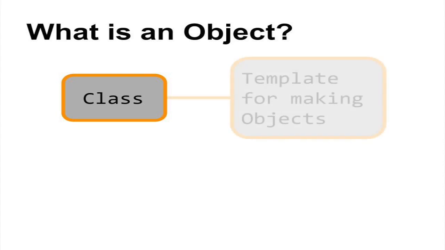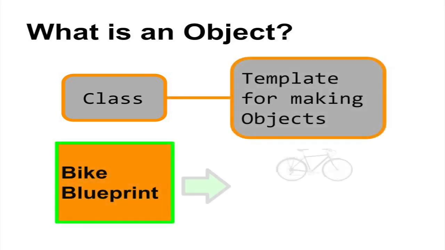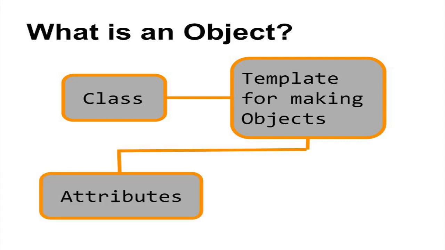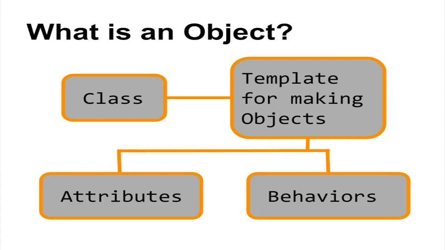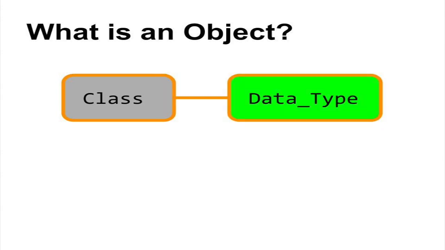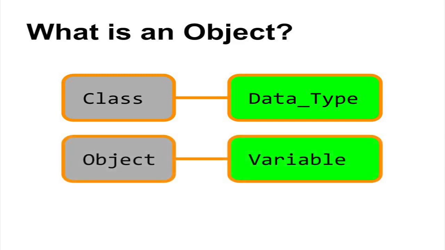In object-oriented programming, a class is a template for creating objects. The template is a particular set of attributes and behaviors. Objects implement these attributes as data, and behaviors as functions. A class is a data type, and an object is a variable of that class.